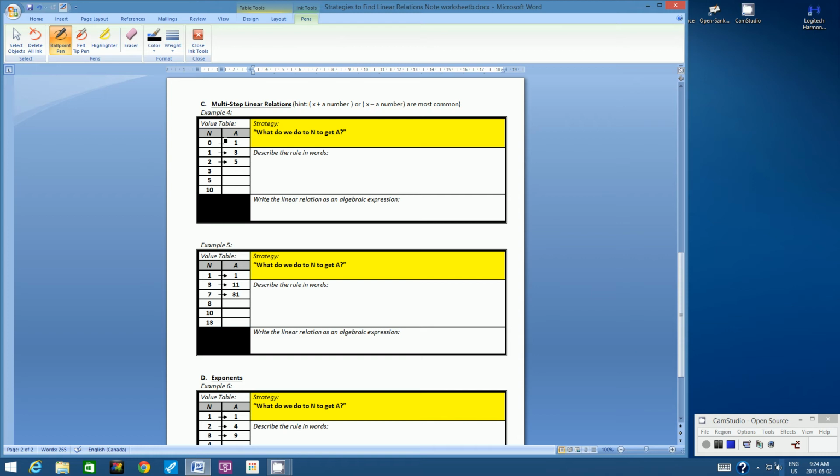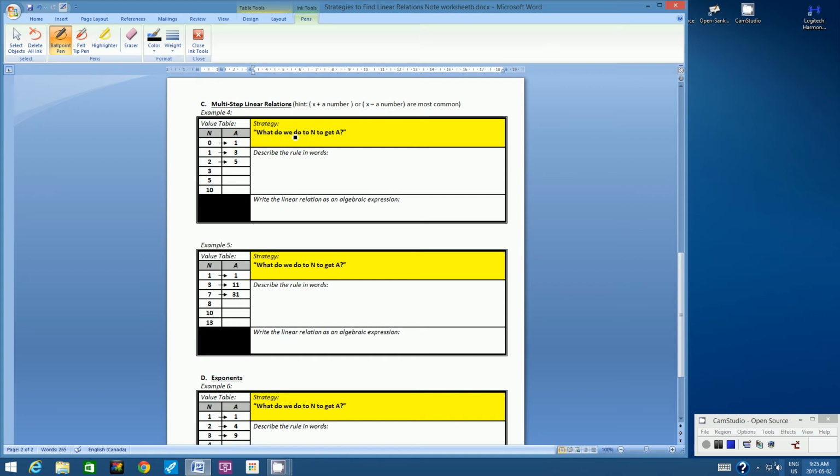Okay, so in this video we're going to look at section C called the multi-step linear relations. Multi-step means we've got a couple of operations working. I've got a good hint up here: we usually have multiplication and then adding a number, or multiplication and subtracting a number. These are the most common. Now, these are not the only type of multi-step problems, but these are the most common. So let's try to keep these in mind as we tackle example 4 and 5.